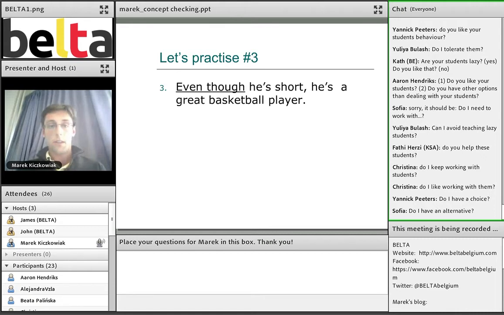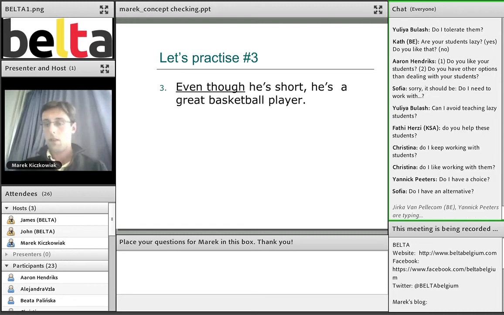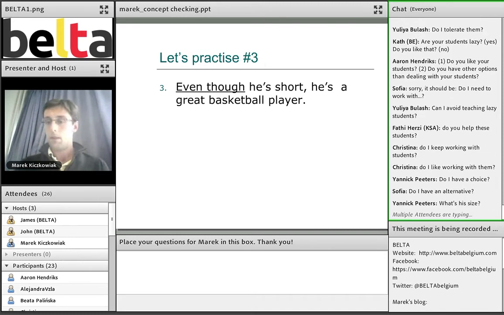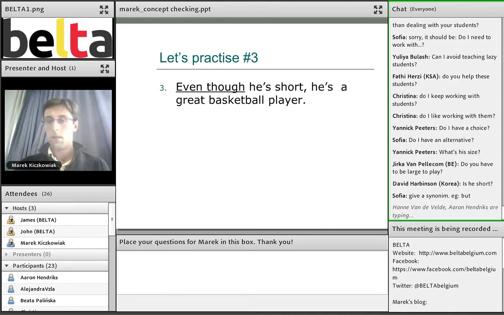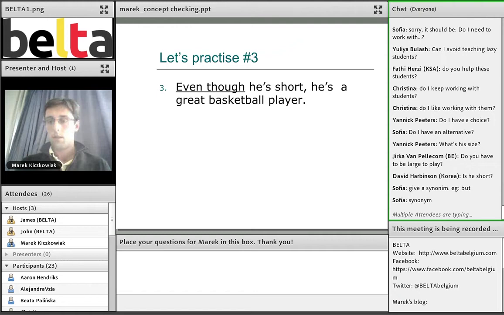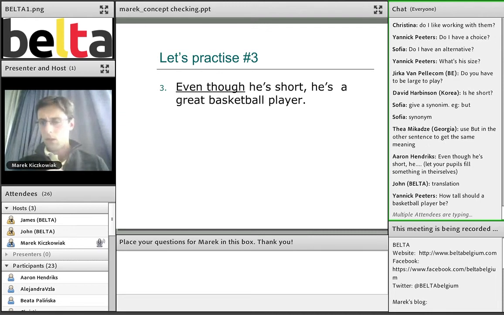Hey, let's go to the third practice. "Even though he's short, he's a great basketball player." See if you can use at least two concept checking techniques that we discussed. You can also just write the name of the technique that you would like to use. With this sentence, I think it lends itself nicely to one of the techniques that we've looked at here, that is not CCQ.